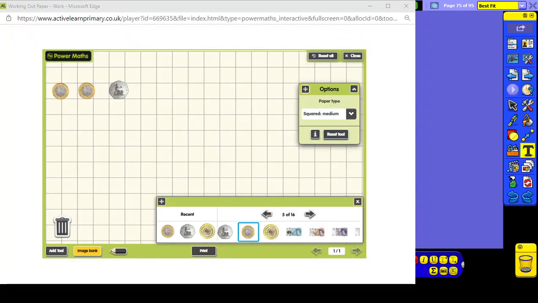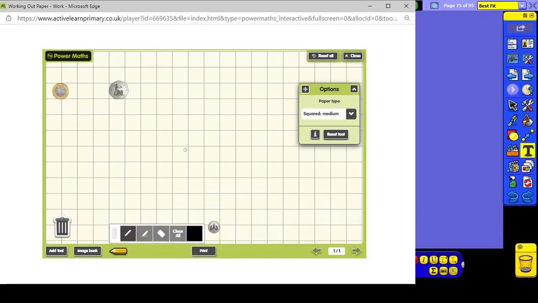Here I have some working out paper from Power Maths, and in here I've got two £1 coins and a 50p piece already there, and we need to take away £1 and 10p. So I know that I can take away £1 straight away. I'm going to pop it in the bin. And I've got 50p and £1 left. Now I had to take away £1 and 10p, didn't I?